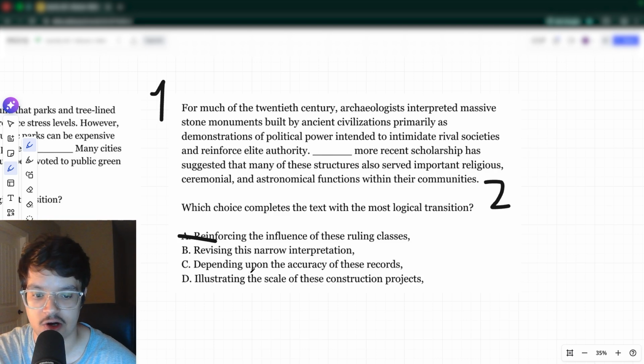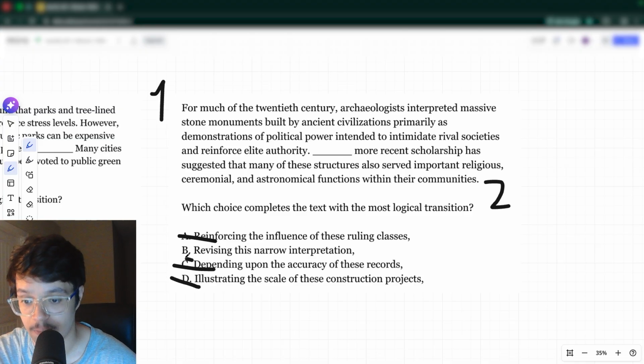Depending on the accuracy of these records, okay, that doesn't really have anything to do with it. Illustrating the scale of these construction projects. Okay, it doesn't really talk about the scale at all. So B would be the right answer here.